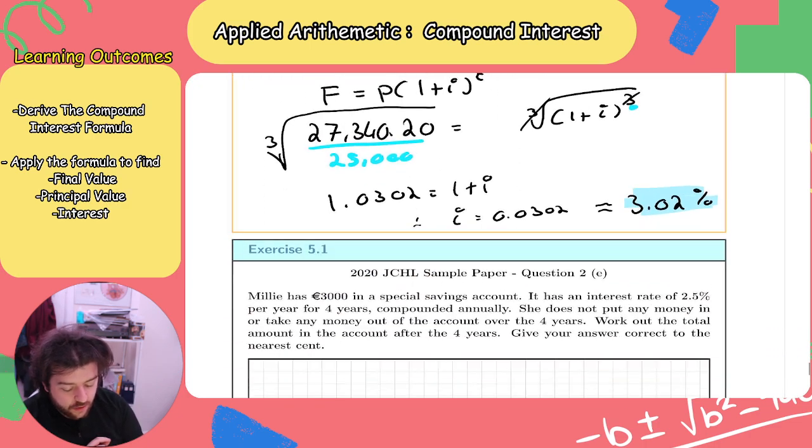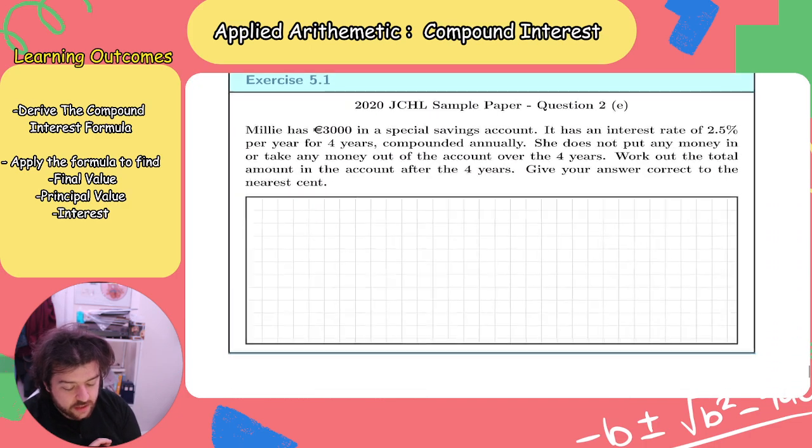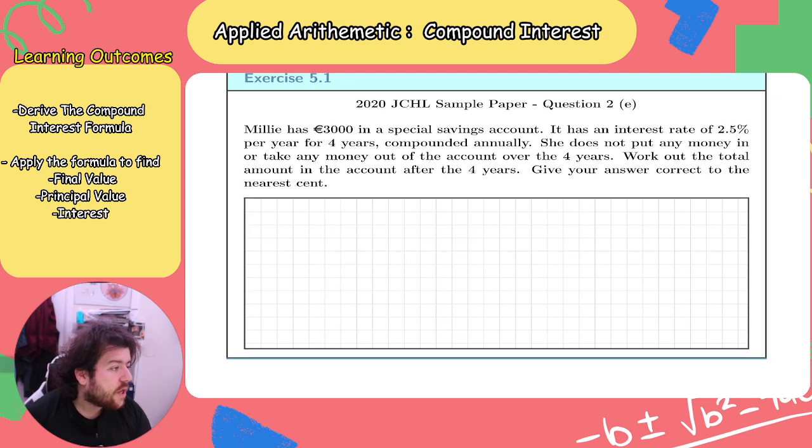So let's look at some more exam type questions. This is from the 2020 sample paper. Miley has 3,000 euros in a special savings account. It has an interest rate of 2.5% per year for 4 years, compounded annually. So that is my key word here, compounded annually. So I'm going to be using my compound interest formula. She does not put any money or take any money out of this account over the 4 years. Work out the total amount in the account after the 4 years. Give your answer correct to the nearest cent.